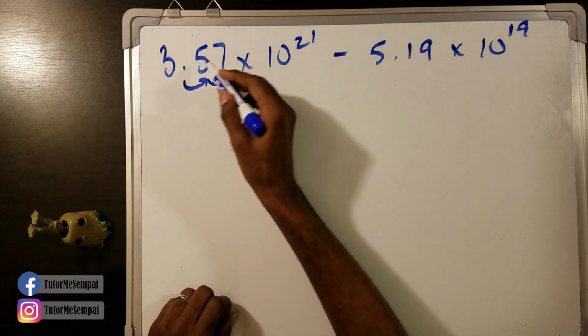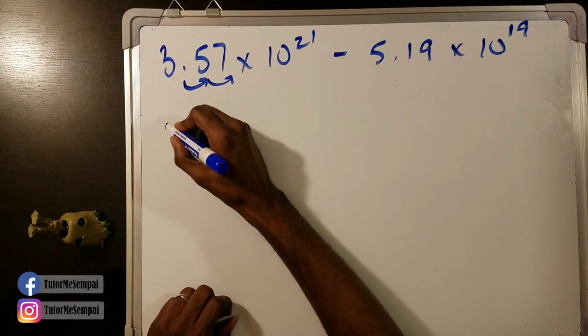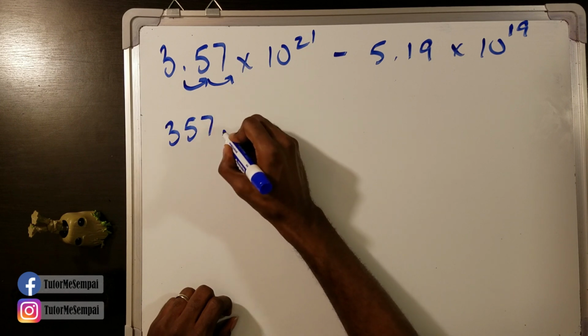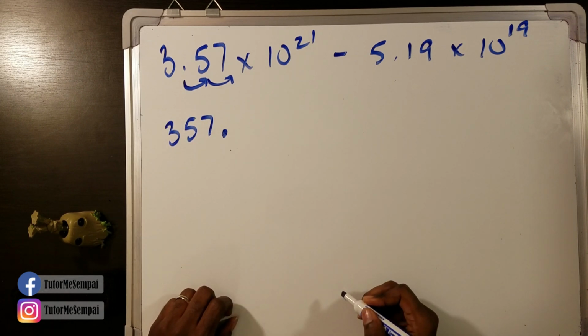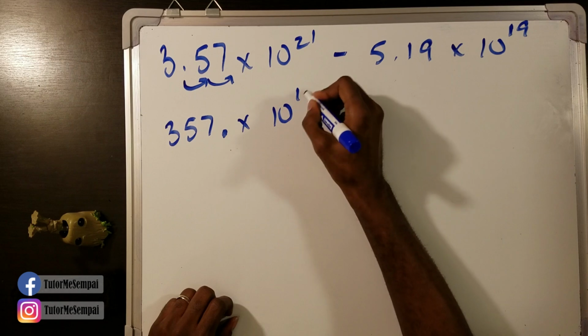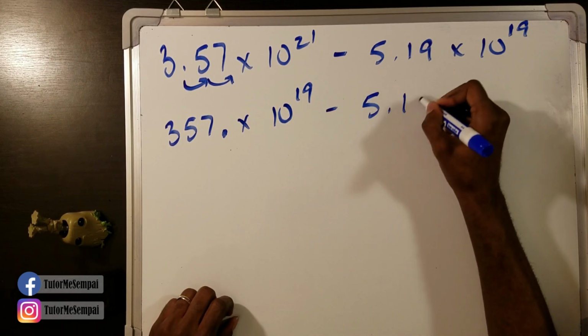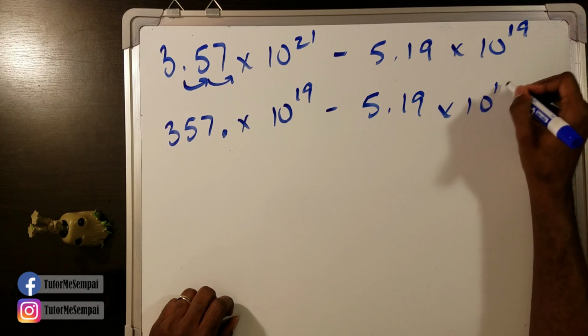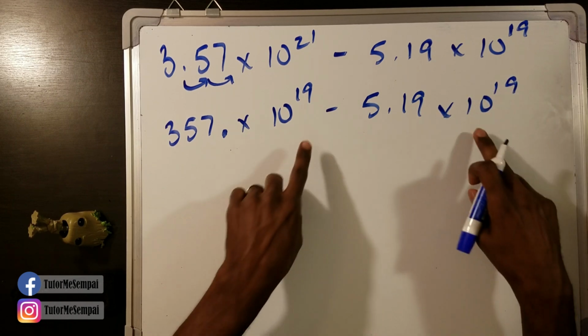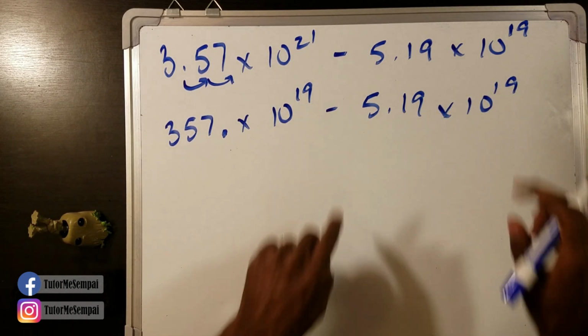So this 3.57 is really going to look like 357 with a decimal here. And after I do that, I now have my 10 to the 19th power. And I can bring this down because nothing needs to change here, because that's already 10 to the 19. And now we have not only the same base, but the same exponent.